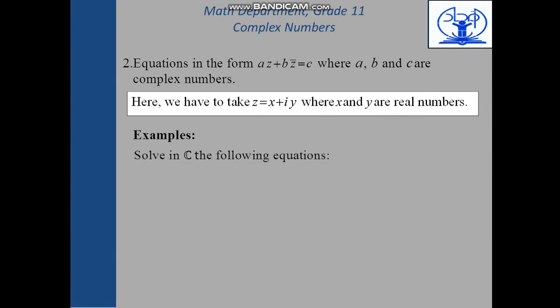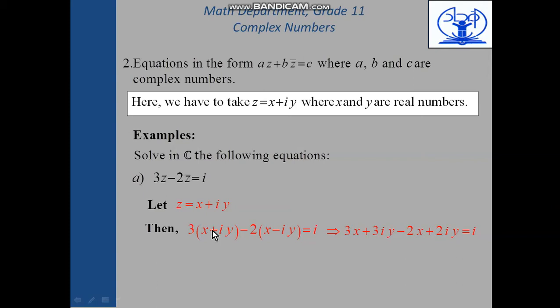Examples: solve in C, in the set of complex numbers, the following equations. 3z minus 2z bar equals i. Let z equal x plus iy. Then 3 times (x plus iy) minus 2 times (x minus iy) equals i. Now we do the product here, expanding: 3x plus 3iy minus 2x plus 2iy equals i, grouping the real part together and the imaginary part. So we get 3x minus 2x, which is x, plus 5iy equals i.